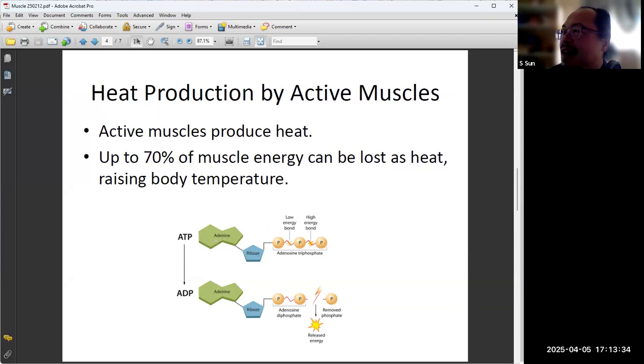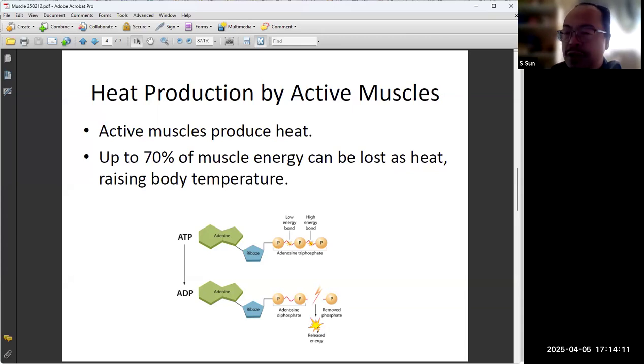ATP is adenosine triphosphate. Here, adenosine triphosphate. You have 1, 2, 3 phosphates. And so by breaking it, you will generate a lot of energy release. And this energy release will allow your muscle to contract. And then you end up having a lot of ATP.